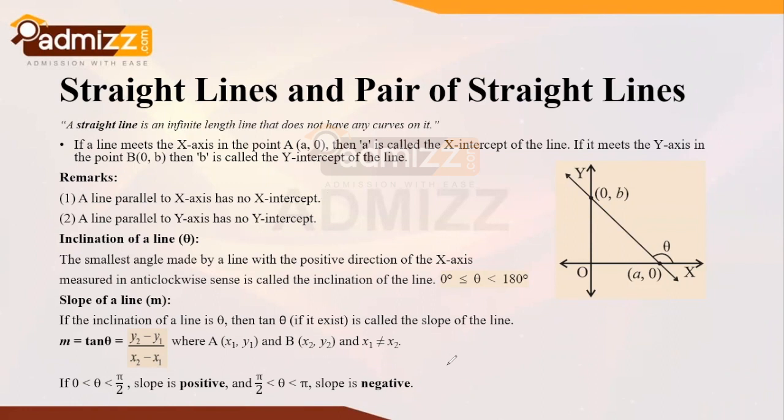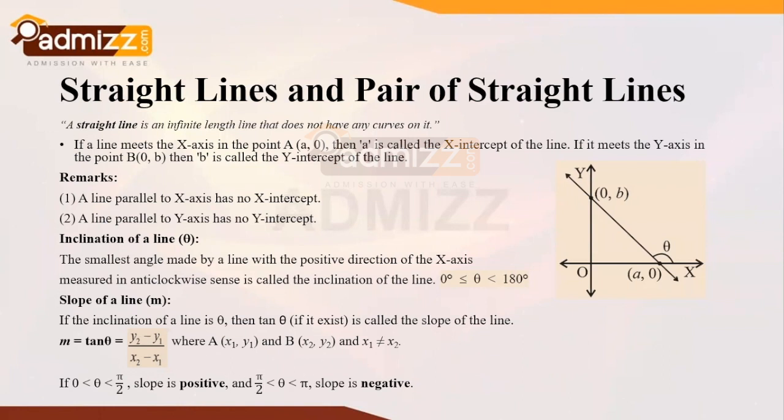To write this in interval form, I can write it as the open interval (0, pi by 2). In a similar way, for the other range, we can write the open interval (pi by 2, pi). Make sure both of these are open intervals.